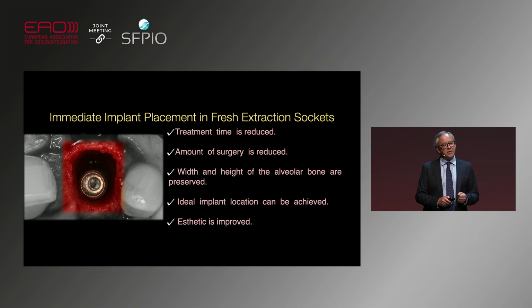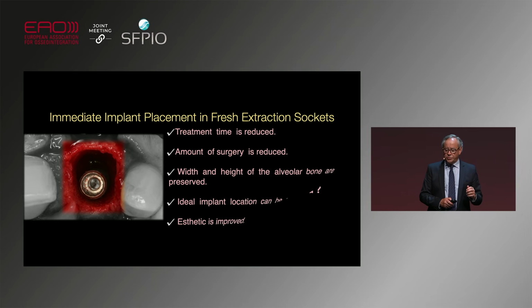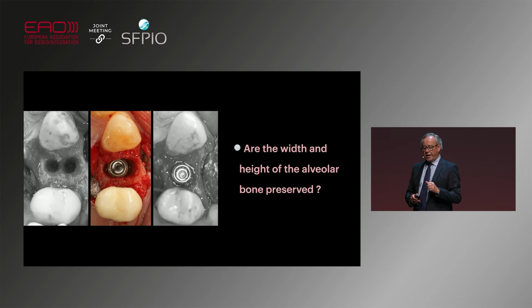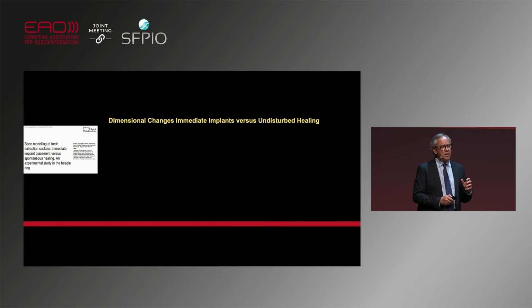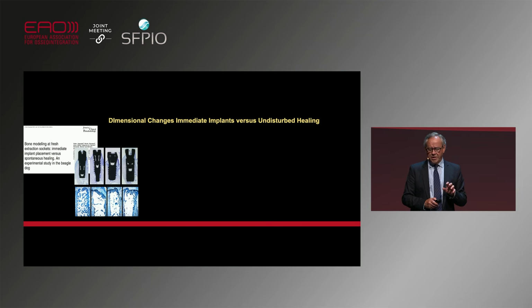Do I have evidence? And of course, some is obvious, mainly about the time that is reduced, but is it obvious that the width and the height of the alveolar bone is preserved? And of course, if you look at that picture, you may say probably it's obvious that the dimension is not preserved. So this is something that we need to take into account. And our group has been focused on identifying exactly what are these dimensional changes.